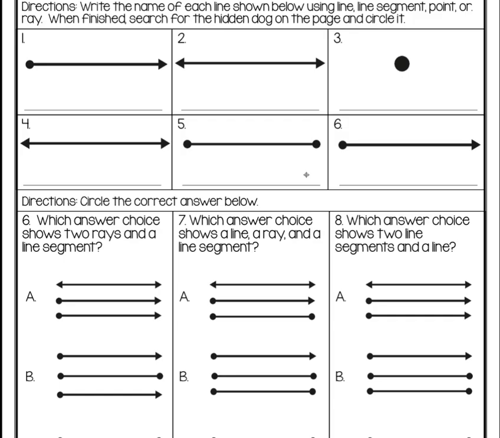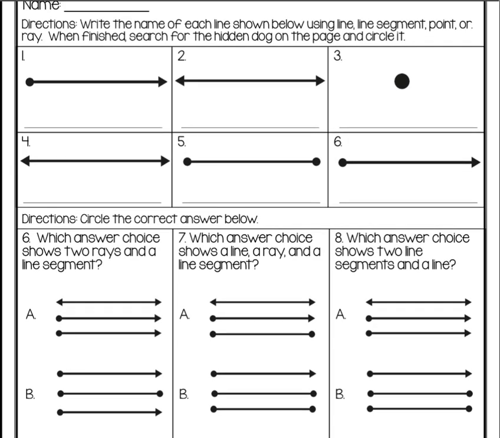Now let's try some lines. For lines, there's lines, a line segment, a point, or a ray. And a ray is like number 1, so it has a dot and an arrow leading on. Rays only go in one direction. For number 2, it would be a line because it's never ending in both directions, and that's indicated by the arrows.